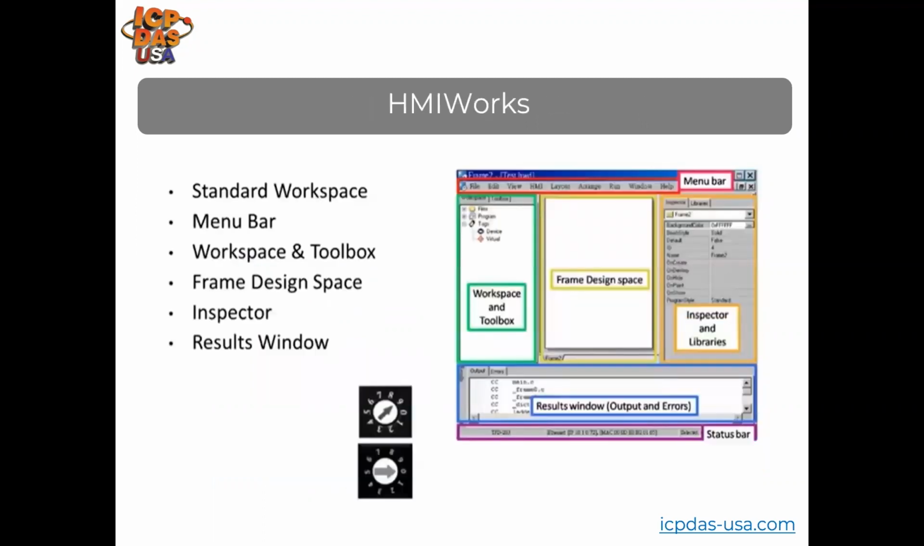This is the HMIWorks development environment workspace. In the center is the frame design space, and whatever you put there is what your screens on your device will look like. And then if you double click any object on the screen, it takes you to a programming page where you can put ladder logic or C language in your same project. Then there's inspector and libraries tabs where you can set attributes like text or font color. And then there's a results area at the bottom where you can see outputs and error information.